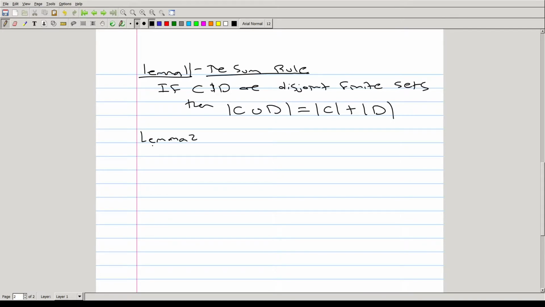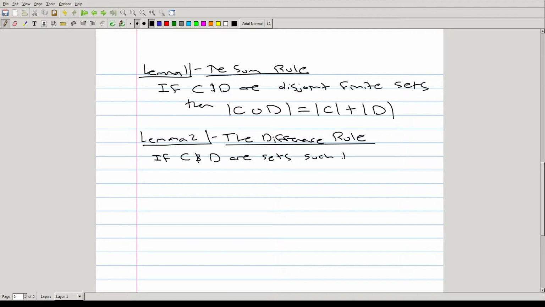And lemma 2, which is sometimes called the difference rule, says that if C and D are sets such that C is a subset of D, then the size of the set difference between D and C, or D minus C, the cardinality of this is going to be the cardinality of D minus the cardinality of C.